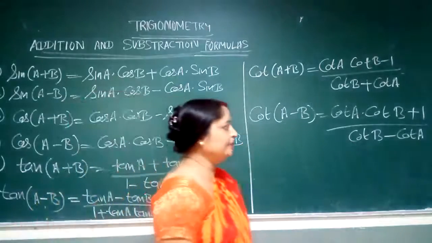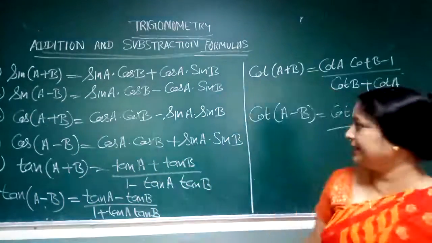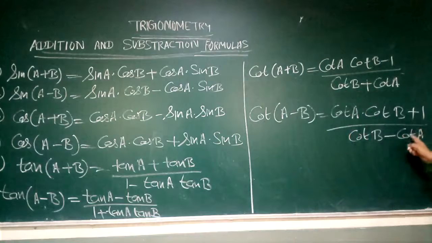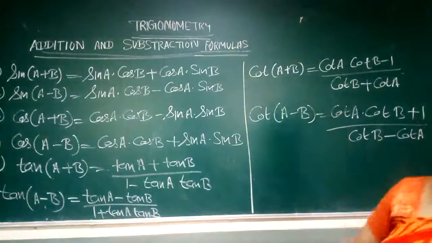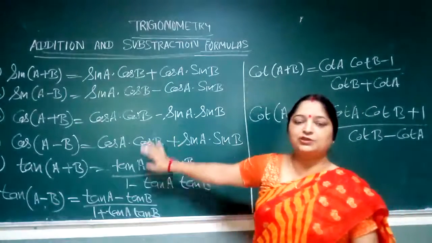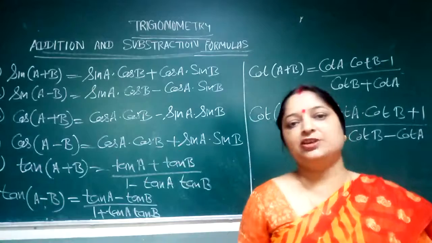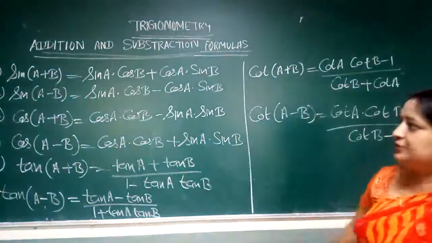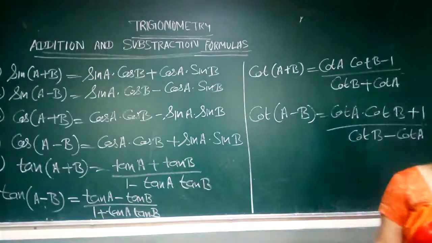And cot of a minus b is equal to cot a into cot b plus 1 upon cot b minus cot a. Now the proof is also there, but we will solve questions. You have to learn these formulas because the proof will not be asked. That is not a deleted portion. Now we will solve the questions according to these formulas.